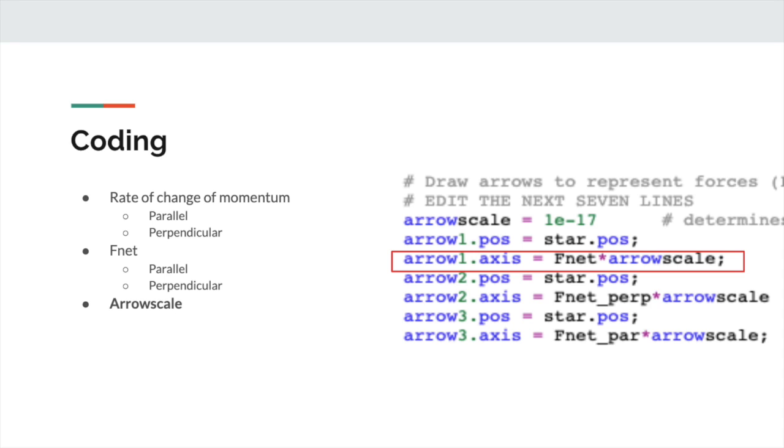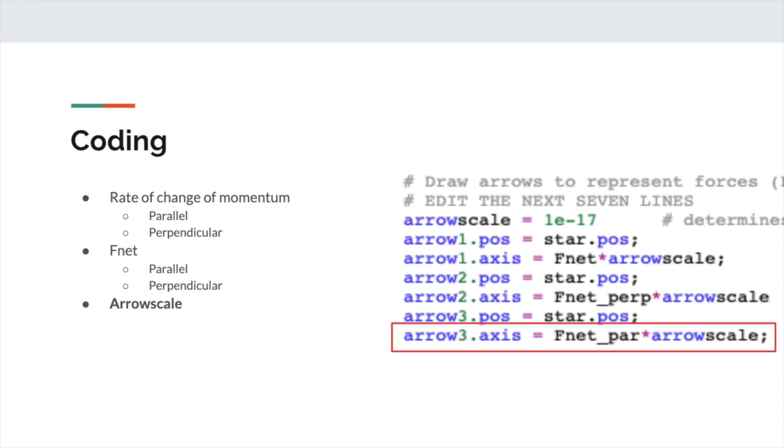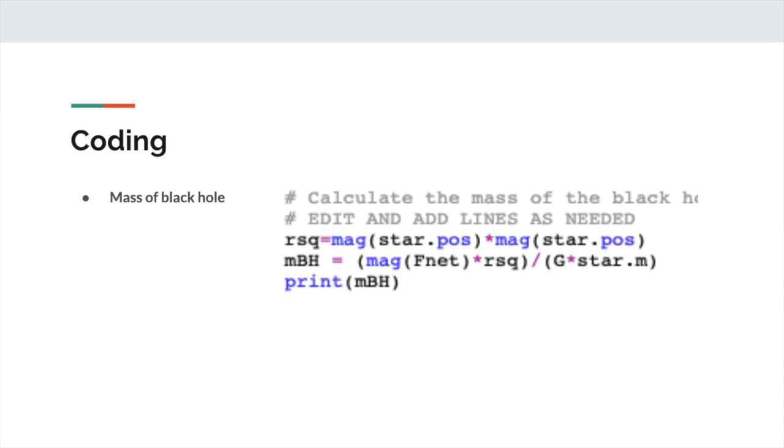First, the net force, then the perpendicular component of the net force, and finally, the parallel component of the net force. Finally, code is added to calculate the mass of the black hole. This reflects a rearrangement of Newton's universal law of gravitation in that the mass of the black hole is equal to the net force multiplied by the squared magnitude of the distance between the black hole and the orbiting star, all divided by the G constant times the mass of the star.